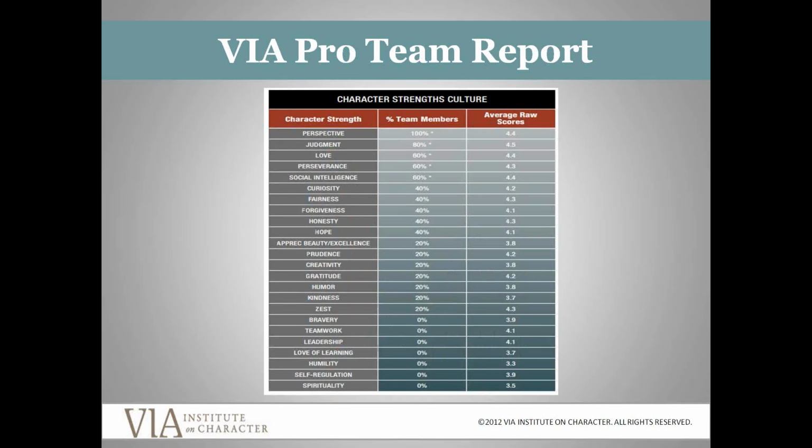Next, we see the team's data aggregated. This is a different team, but you can see here what percentage of the team's members have each of the 24 character strengths among their top strengths. Remember, this should be considered a conservative estimate of a team's top strengths, because there could be several additional strengths individuals might have as signature strengths.